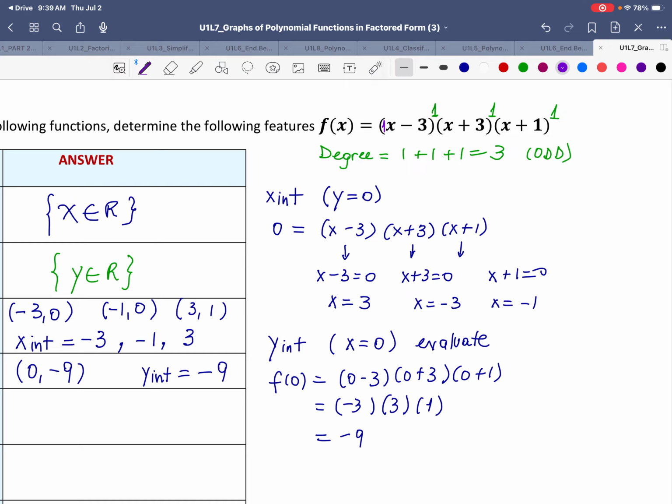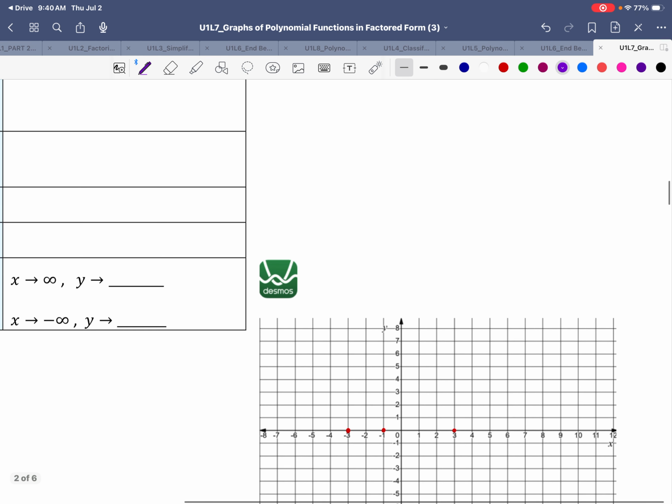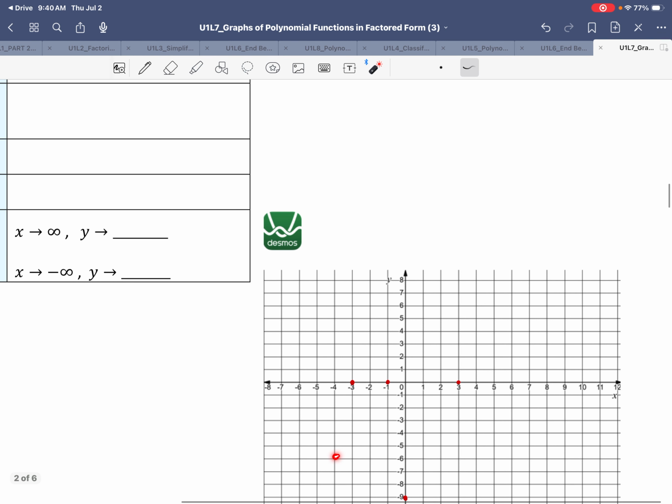Remember that the leading coefficient is the product of the leading coefficients in each factor, and in this case, the leading coefficient will be equal to 1 times 1 times 1, which makes a +1. We're going to say that this is an odd degree polynomial function with a positive leading coefficient, and it tells us that this graph will start in quadrant 3 and end in quadrant 1, just like a line with a positive slope.